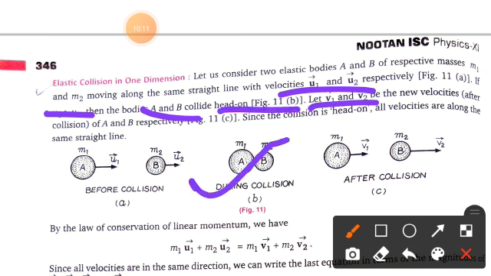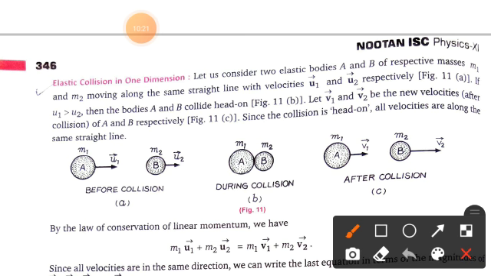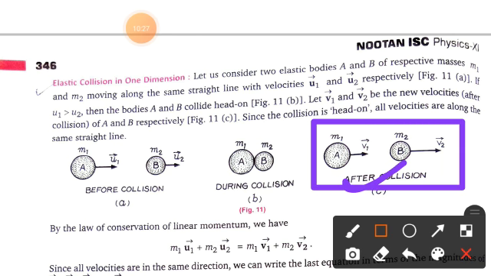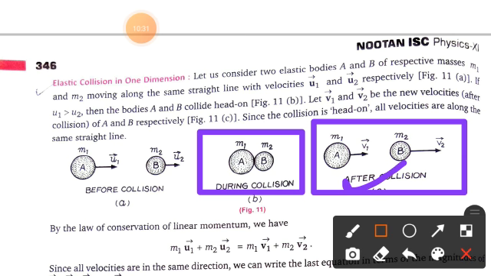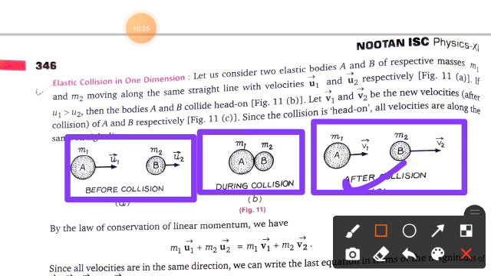Now suppose v1 and v2 are the final velocities after collision. So they are moving with these velocities. From figure C you can see that the first one moves with v1 and the second one with v2 velocity. And here they are striking during collision. This is before collision. Clear? I hope you understand all three concepts.